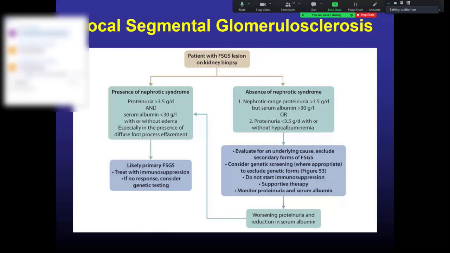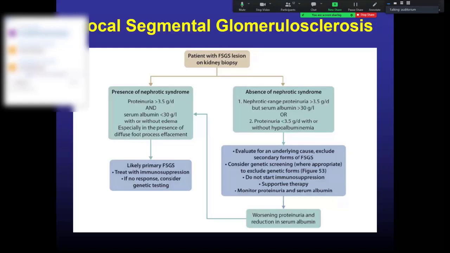Patients with a FSGS lesion on kidney biopsy, the first thing is to really think about what they're presenting with. So if they present with nephrotic syndrome, where they have proteinuria greater than 3.5 grams, an albumin less than 3, and diffuse foot process effacement on the biopsy, it's more likely primary FSGS. So you would treat with immunosuppression. If there's no response to your typical treatment, then you might want to consider genetic testing, which we actually have more and more available in clinic as time goes on.